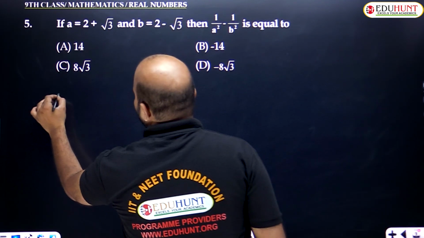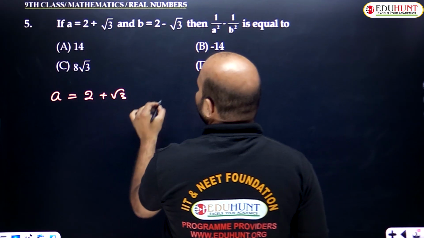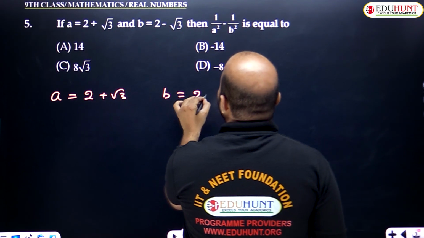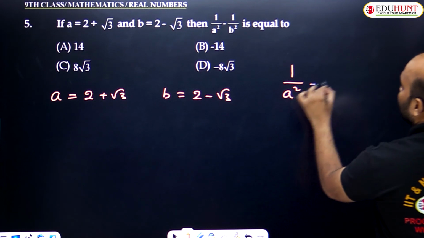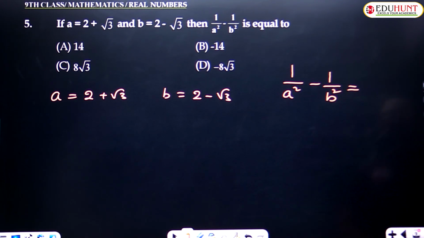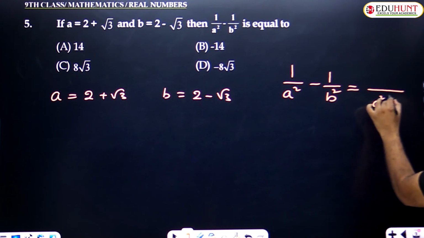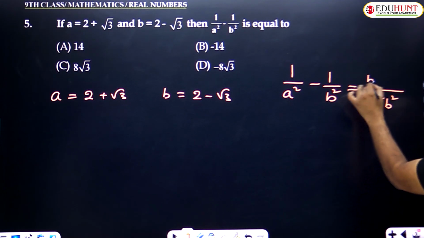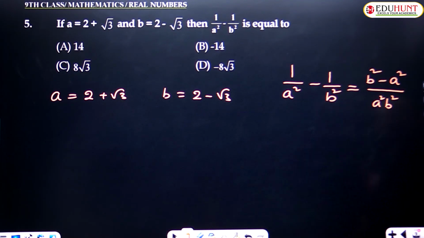So what is given here: a equals 2 plus root 3, b value 2 minus root 3. But the question I am asking is 1 by a square minus 1 by b square. So clearly we need to observe. According to the LCM, it can be written as a square b square, cross multiplication, b square minus a square. So what I am asking is b square minus a square by a square b square.